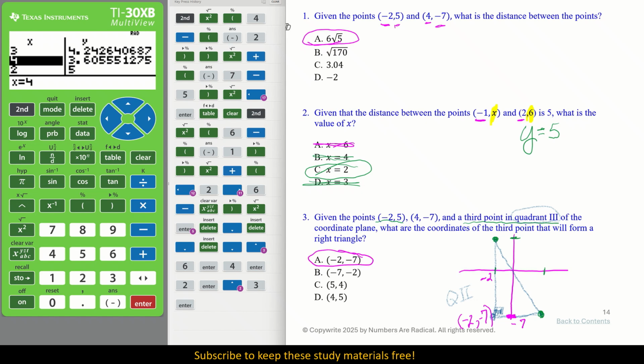Now, think about it. We could have chosen B, right? Because -7 and -2 is still in Q3. Ooh, and I labeled that wrong. Hang on. I put 2 and this is 3. Sorry about that. Okay, so we're in the right quadrant. B would have been in the right quadrant, but if you think about it, when we started sketching this, it would have been more out here, and that would not have made a right triangle. It could have made a triangle, but it would not have been a proper right triangle.